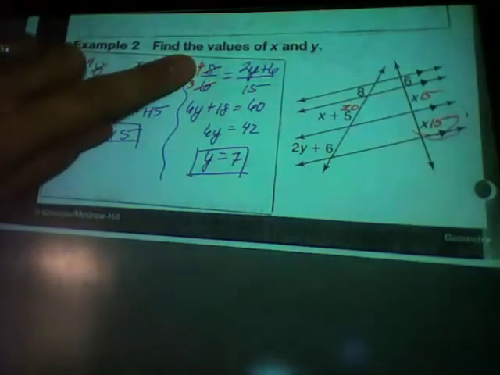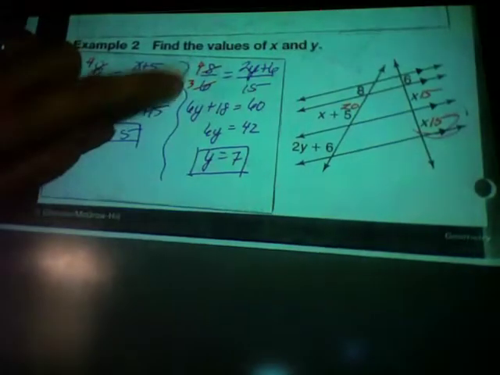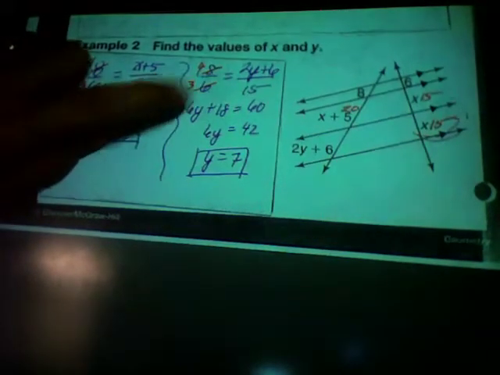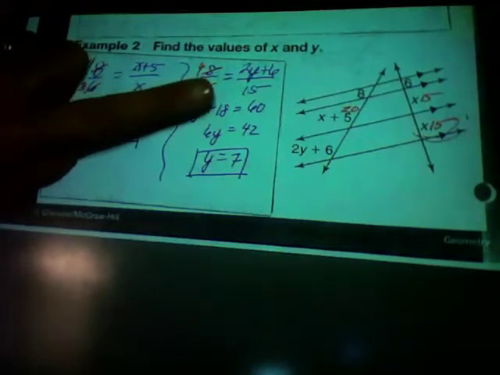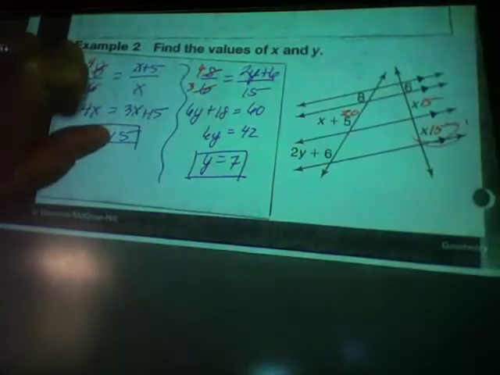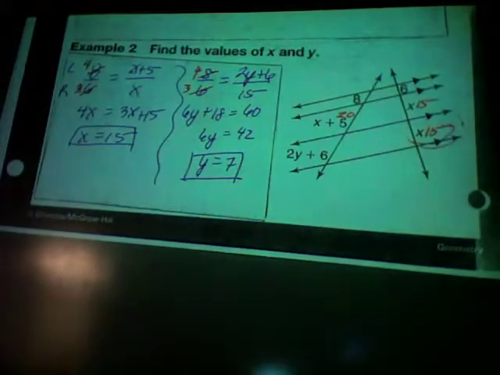I happen to reduce this to 4/3. Makes my math a little easier. So I don't have to work with such big numbers. When I cross multiply, 3 times the 2y was the 6y, 3 times the 6 was the 18, and then 4 times 15 is 60. When you subtract 18, you get 42, and when you divide by 6, you get 7.